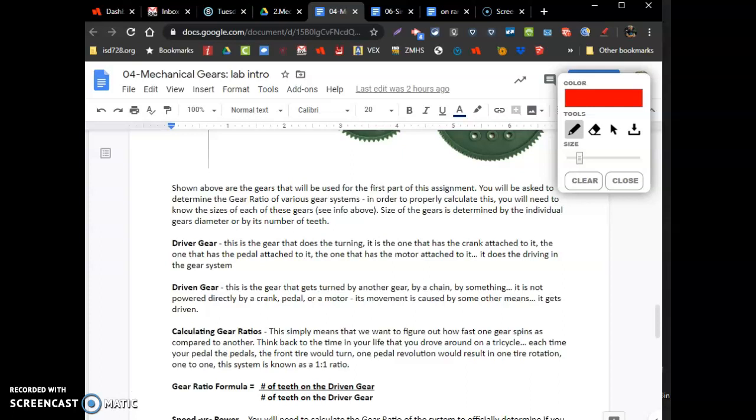Looking at what we have here so far, we have a couple of things. One's called a driver gear, and one's called a driven gear. Driver, driven, big difference here. The driver gear is the one that does all the turning, the initiating, the going.